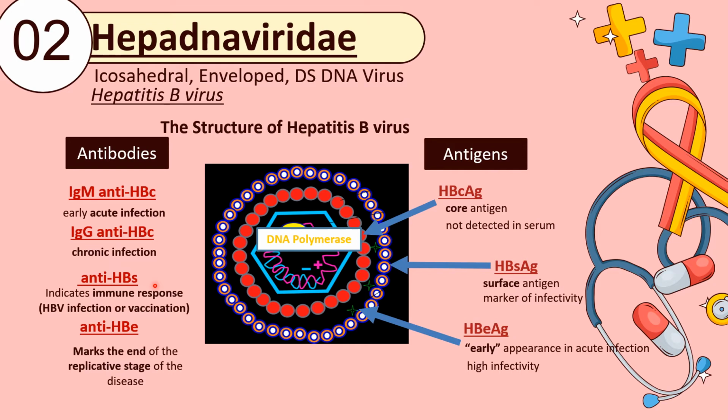Therefore, because of this, your anti-HBs can denote two things. Either the person is currently infected with the virus, reacting to the surface antigen, or the individual has reacted to the HBs antigen introduced through vaccination. Okay? And the fourth one is the anti-HBe. So the last one marks the end of the replicative stage of the disease. Remember that your HBe antigen confers high infectivity. Thus, producing an anti-HBe marks the end stage of the disease.